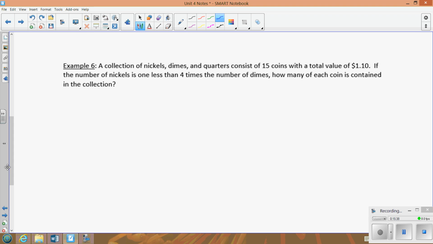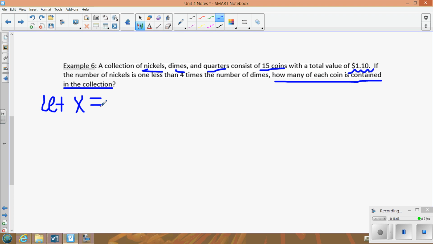So example 6, I have a collection of nickels, dimes, and quarters that consist of 15 coins with a total value of $1.10. If the number of nickels is one less than 4 times the number of dimes, how many of each coin is contained in the collection? How many of each coin? So I want to know the total number of nickels, dimes, and quarters. That means I have 3 things, which means I have 3 variables.